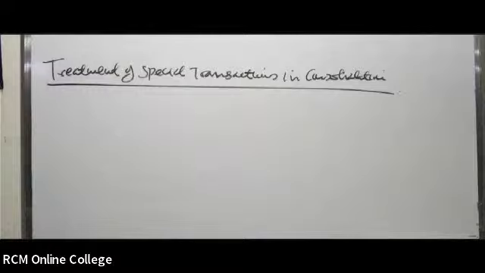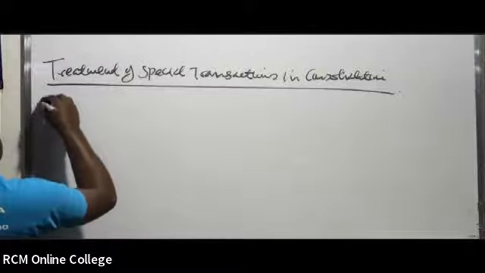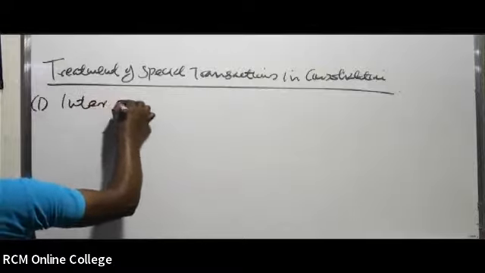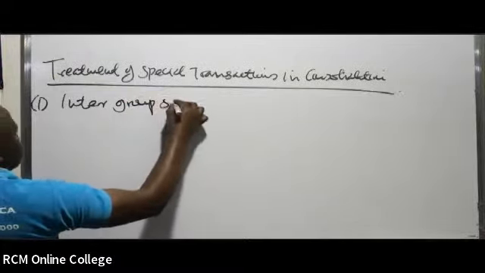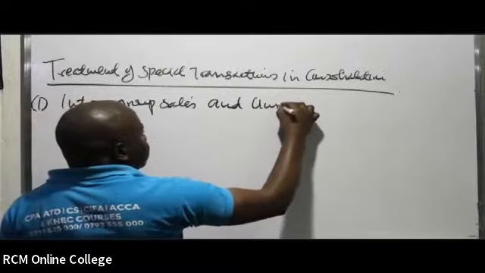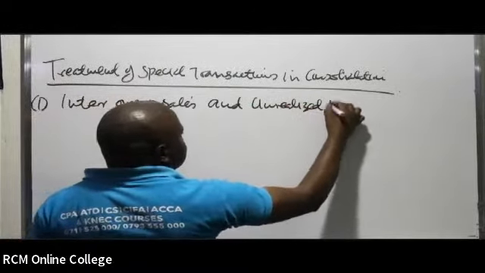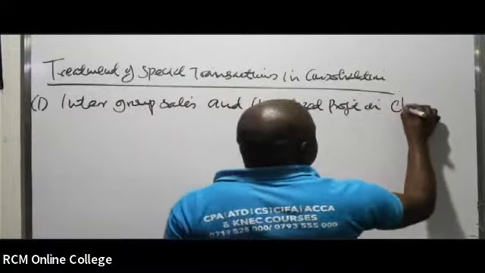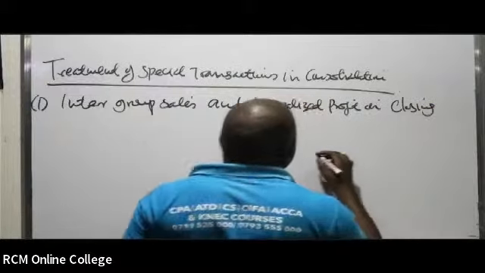The first special transaction I want you to write is what we call intergroup sales and unrealized profits on closing inventory. So you can write number 1, intergroup sales and unrealized profits on closing inventory.